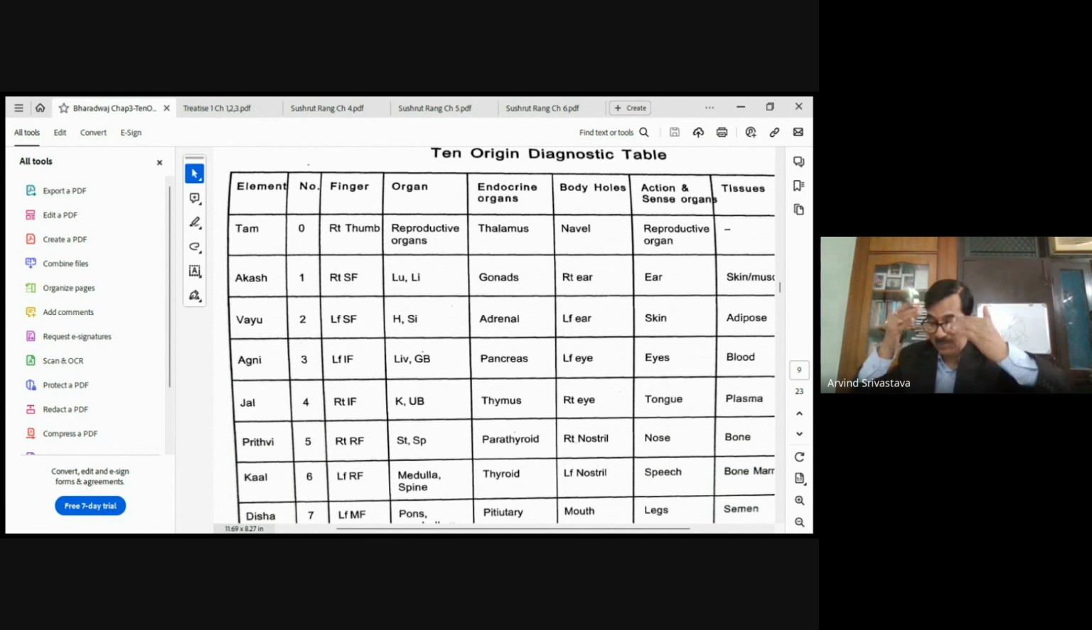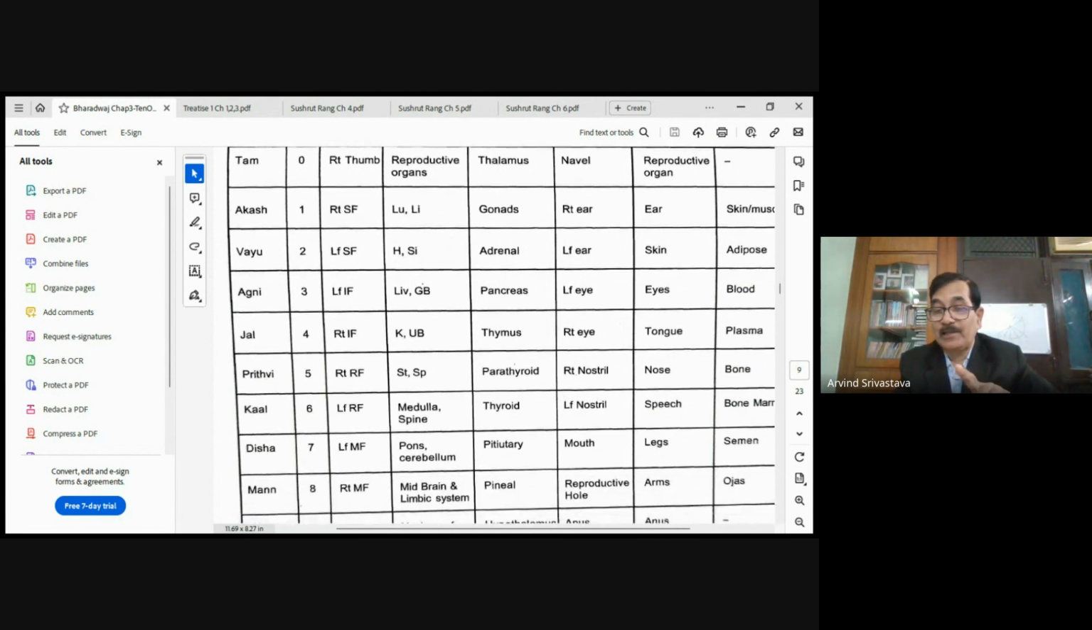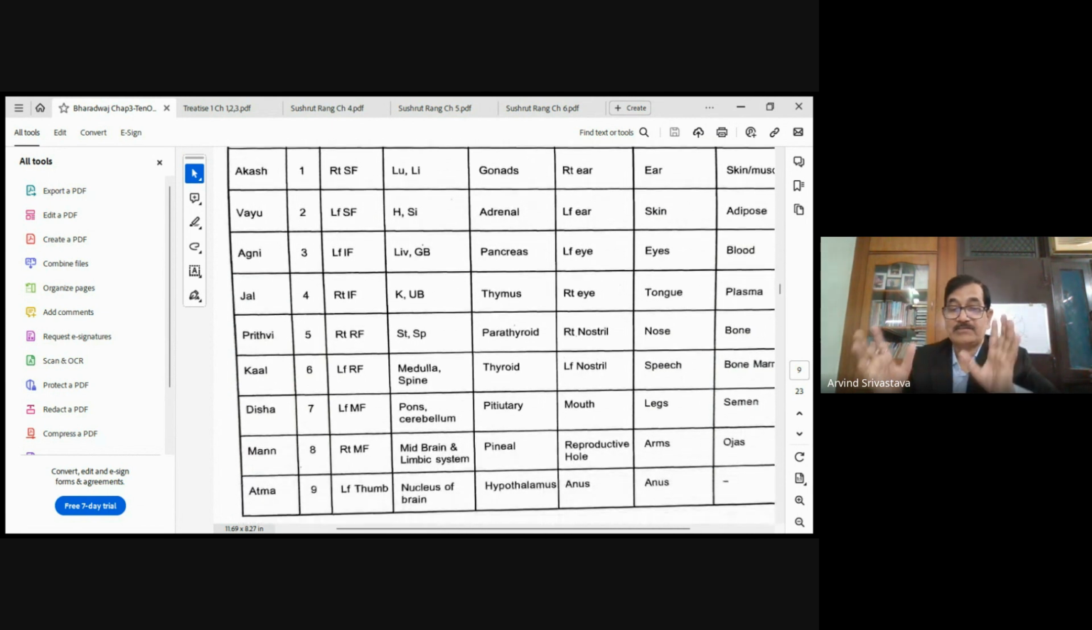and then only two are left. Rest only two are there: the reproductive hole and the anus. So in man, the urinary and reproductive organ is there, and for ninth, the anus. For the body holes, this is the plotting.